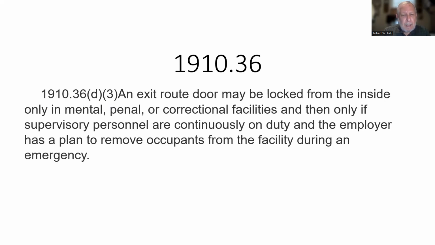All right. An exit route door may be locked from the inside only in mental, penal, or correctional facilities, and then only if supervisory personnel are continuously on duty and the employer has a plan to remove occupants from the facility during an emergency. And this has got to be difficult. They have a lot of people in correctional facilities, and they're not real cooperative sometimes, or in a mental hospital. But there's always somebody there, and I'm sure they have plans and drills on this. At least I hope they do.